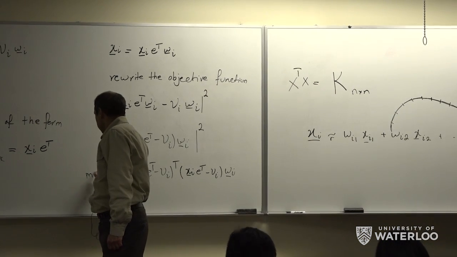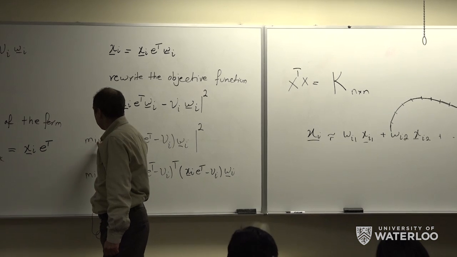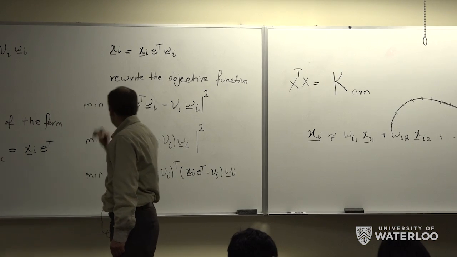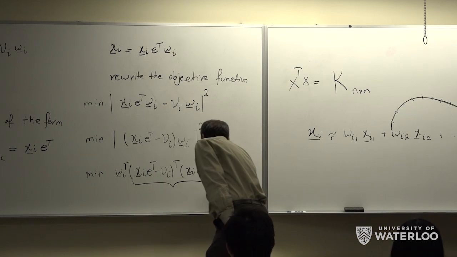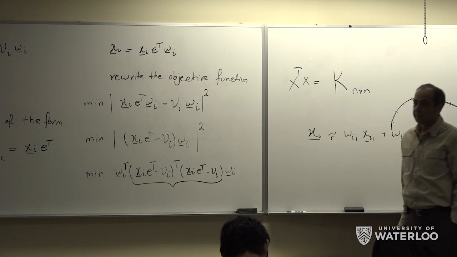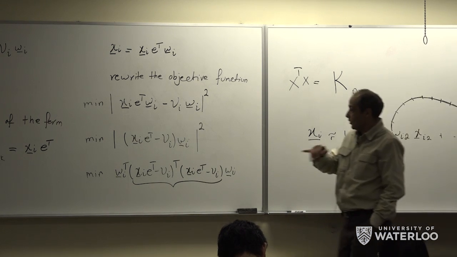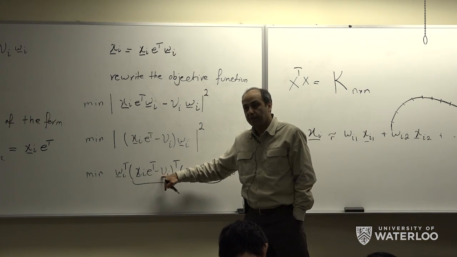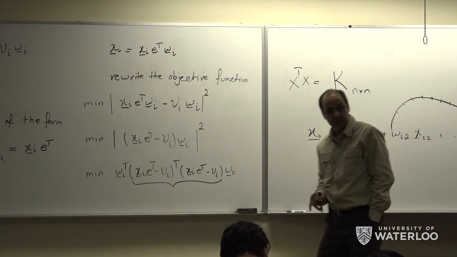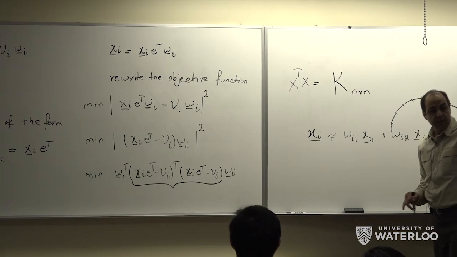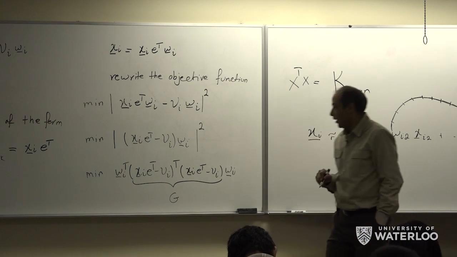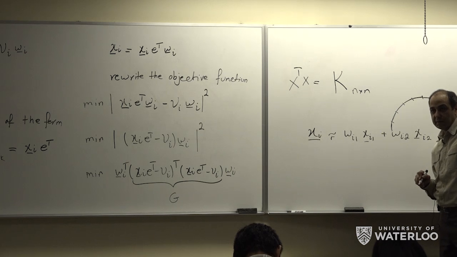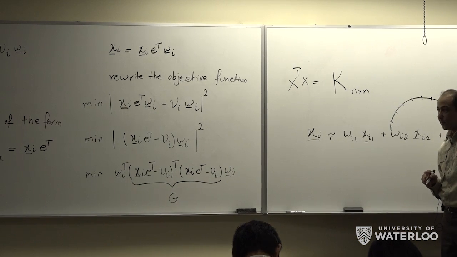So I need to minimize this. This is known. It depends on xi, on E, and on Vi, all of which are known. So let me call this G. This is a k by k matrix. Let me call it G.